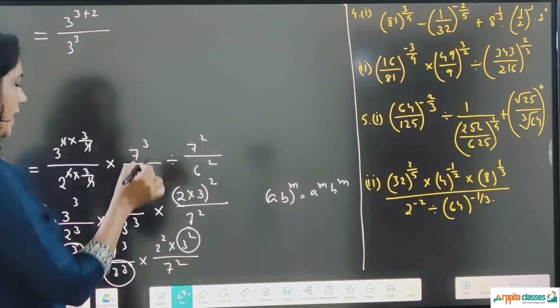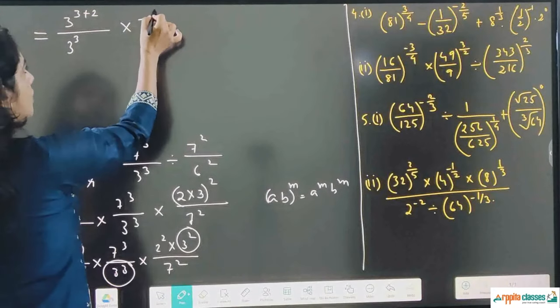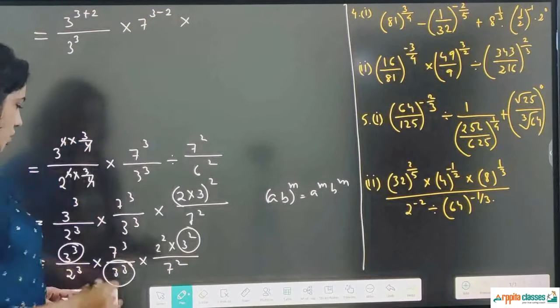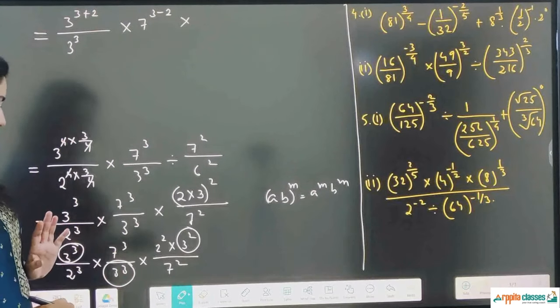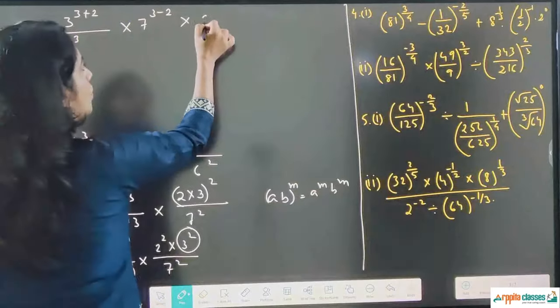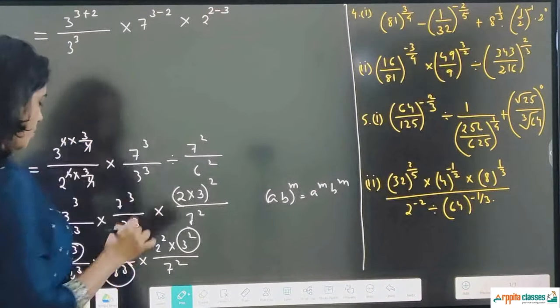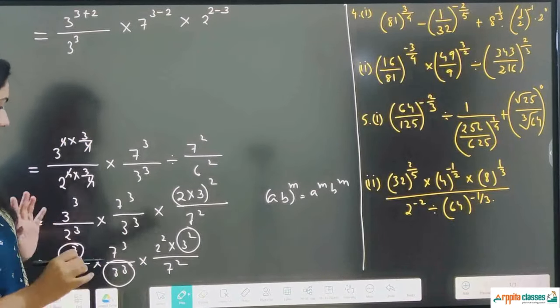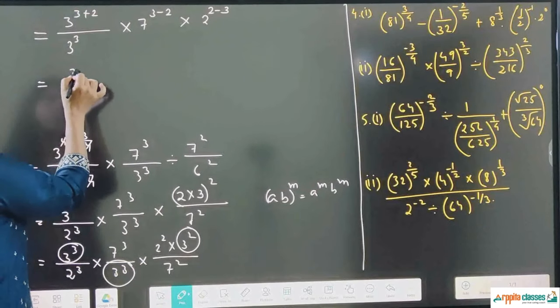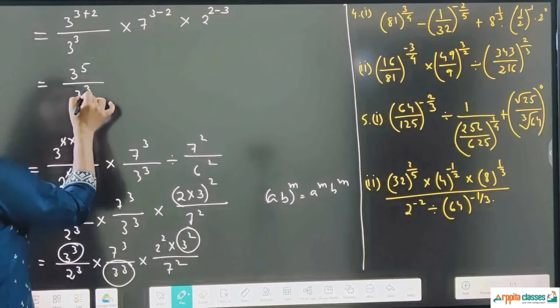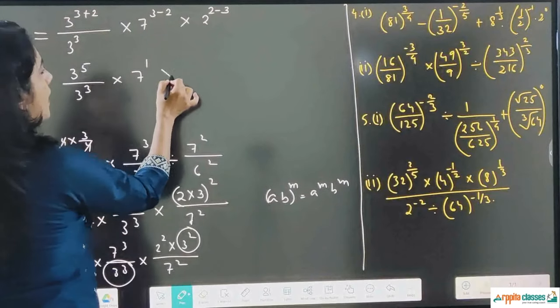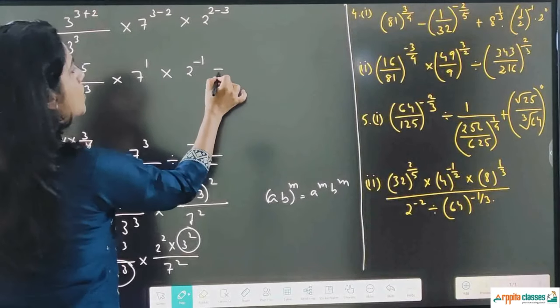7 cube and 7 square are in division form, so I will write 7 to the power 3 minus 2. 2 square and 2 cube are in division form, so I will write 2 to the power 2 minus 3. 3 to the power cube is also in division form, so 3 to the power 2 minus 3. Okay, now here I get 3 to the power 5 upon 3 to the power cube. Here I get 7 to the power 1 and here I get 2 to the power minus 1.